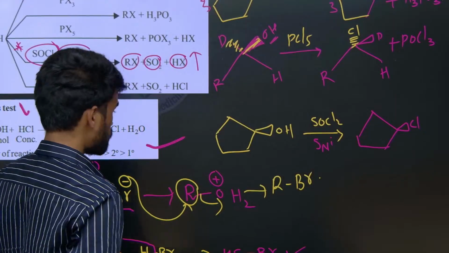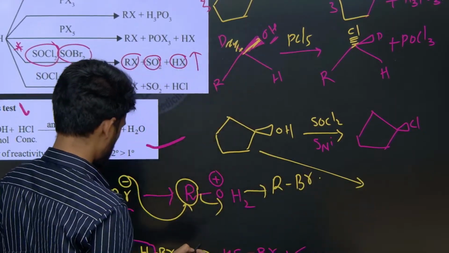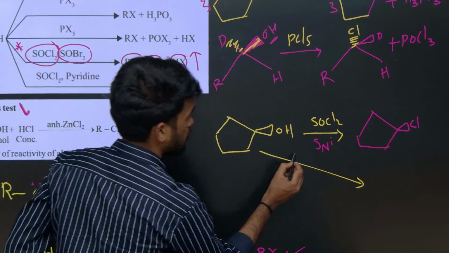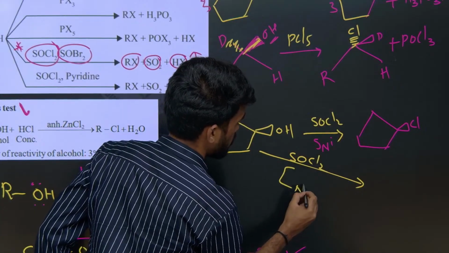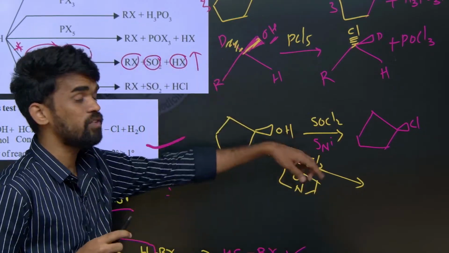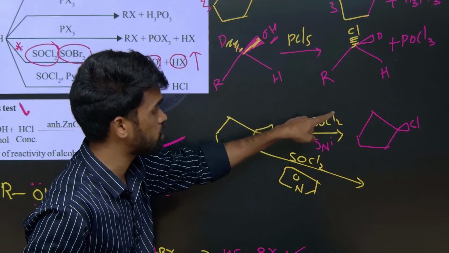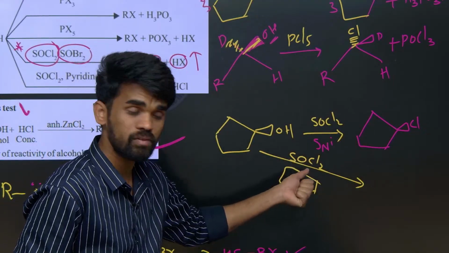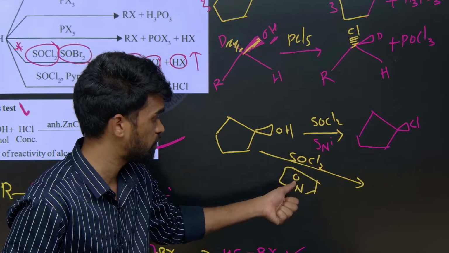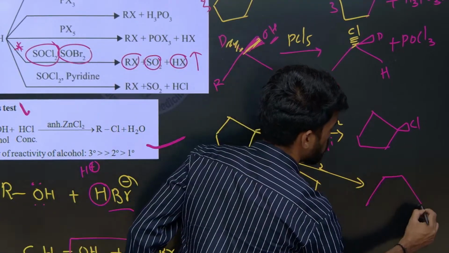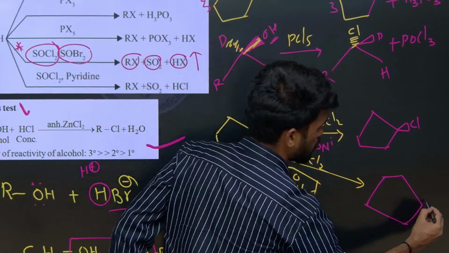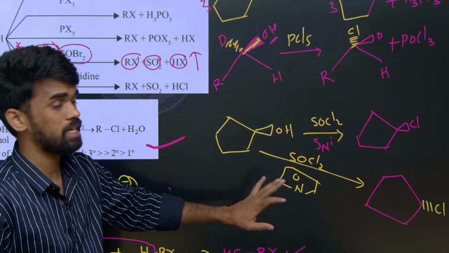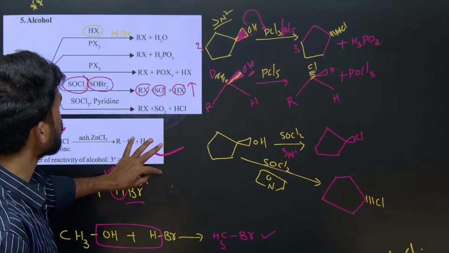Now what if we use SOCl2 along with pyridine? SOCl2 pyridine. When we are using pyridine, the configuration becomes opposite. Simply when we use SOCl2, configuration remains the same, but when we take pyridine along with thionyl chloride, the configuration becomes opposite. It means if it is above the plane, now the chlorine will be below the plane. Like this you have to write. This happens when we are taking pyridine as a base. I hope it is clear.